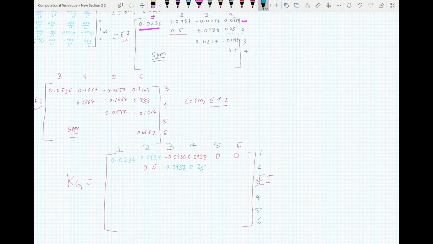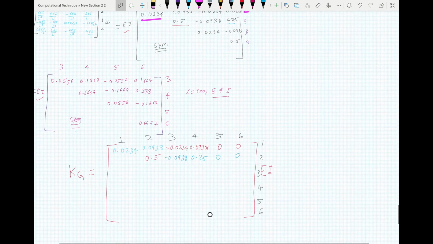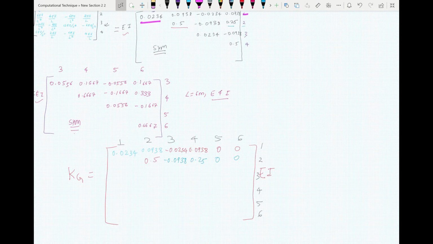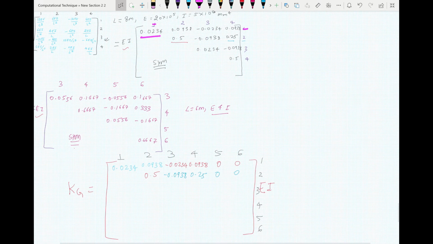We don't have 2,5 and 2,6, so it will be 0 and 0. Let's look at the other one. Let's start from 3,3. For 3,3 we have two values. We have this one and this one, because this is a common node between element 1 and element 2.